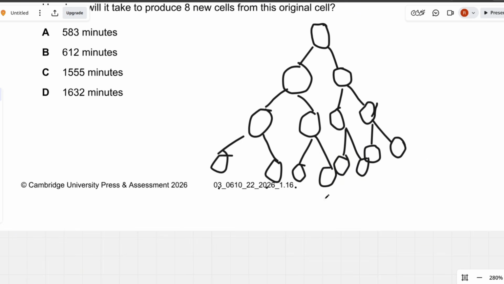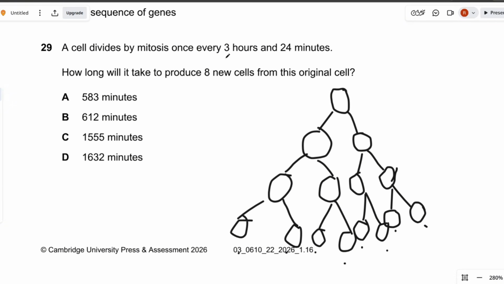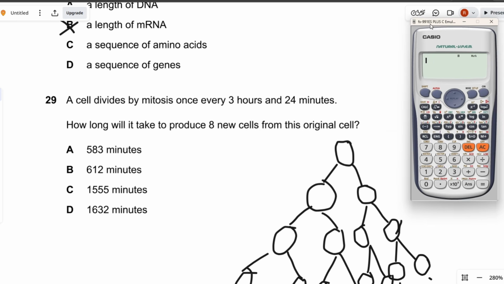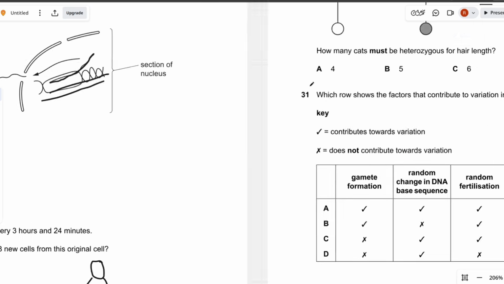So 1, 2, 3, 4, 5, 6, 7, 8 cells. How many divisions did that take? That took 3 divisions, so that'll be 3 times 3 hours and 24 minutes. But we can see that the answers are only found in minutes. Therefore, we have to convert that 3 hours and 24 minutes into minutes only. So we're going to multiply the 3 hours by the amount of minutes in them. So 3 times 60, that'll be 180. 180 plus 24, that'll be 204. So 204 multiplied by the number of divisions, which is 3, that'll be 612 minutes. So the correct answer is B.